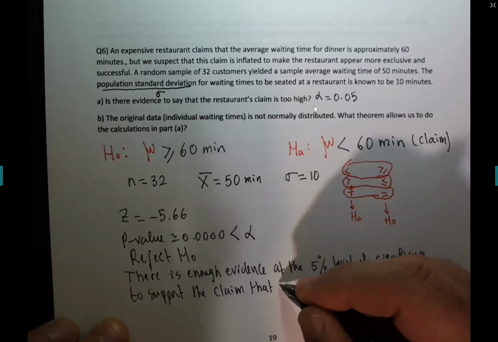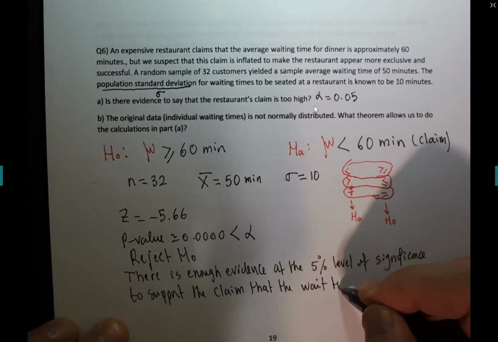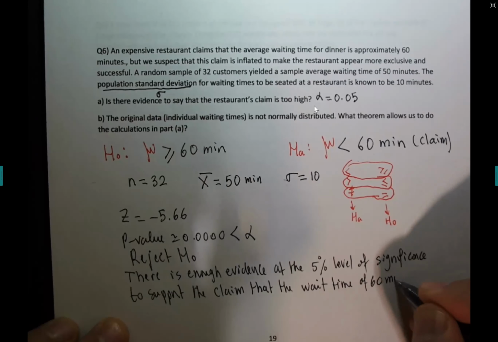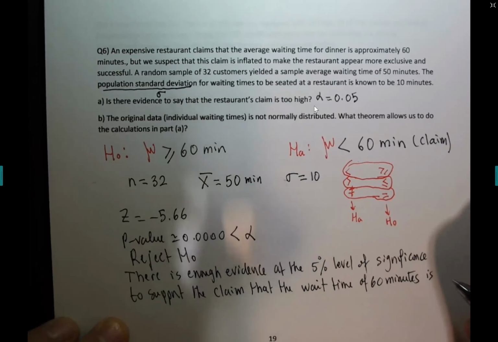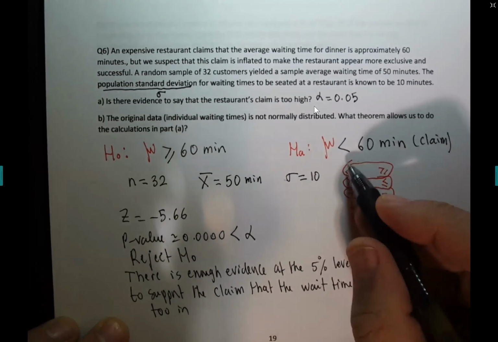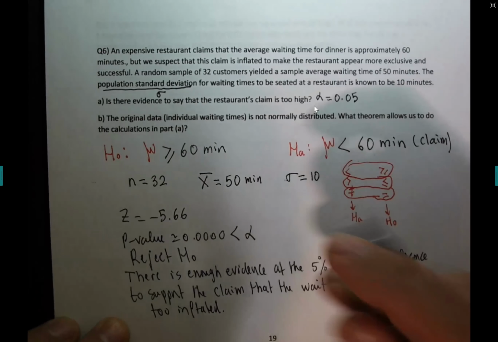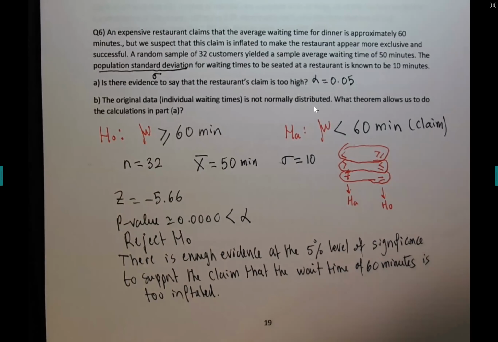The wait time is inflated, of 60 minutes. That means the restaurant claim is wrong, guys, it is too inflated. Or you can put it that the wait time is less than 60 minutes. There you go. You proved that the restaurant claim is wrong.